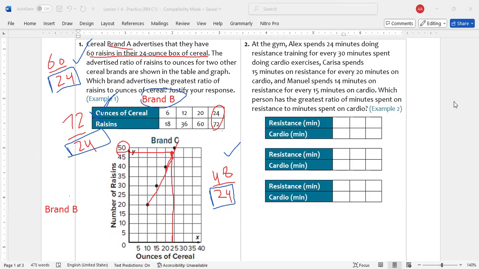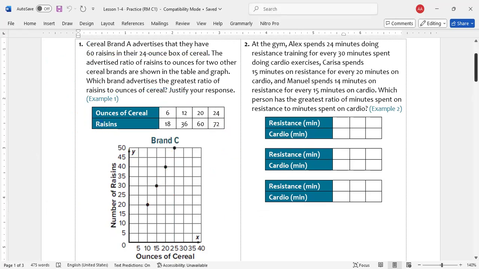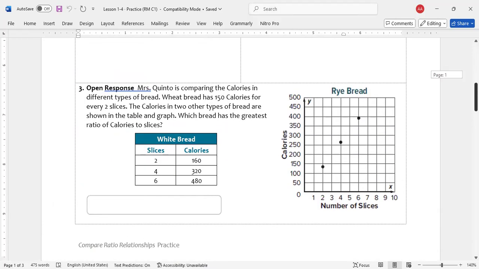Then question number two we will solve after question number three, because question number three is the same as what we solved in question number one. You have been given one table, one graph, and one ratio in the word problem. Again, we have to compare them and see which one is the greatest ratio. This is wheat bread. Sorry, this is white bread, and this is rye bread. We have three types of bread, and we want to compare them.